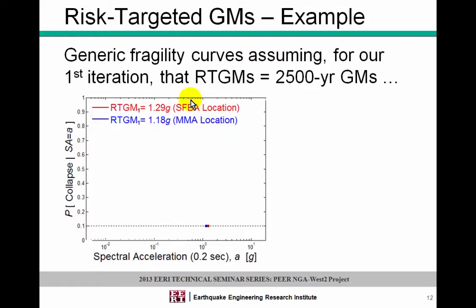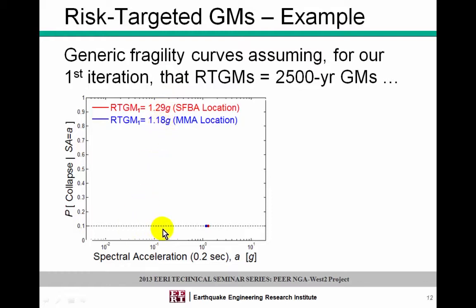We're going to start out saying, for the first iteration, let's just assume the risk-targeted ground motion equals the 2,500-year ground motion, which we saw on the previous slide were pretty similar for these two locations, 1.3 g for San Francisco, 1.2 g for Memphis.